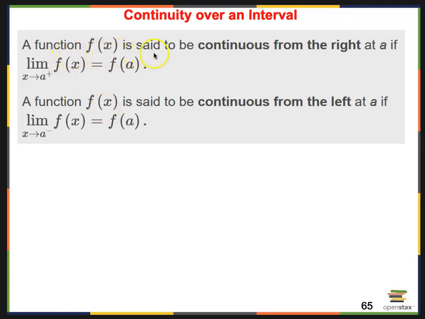A function f of x is said to be continuous from the right at a if the limit from the right equals the function value at a. And then the same thing can be said from the left. It's continuous from the left if the left-sided limit equals the function value at a as well.